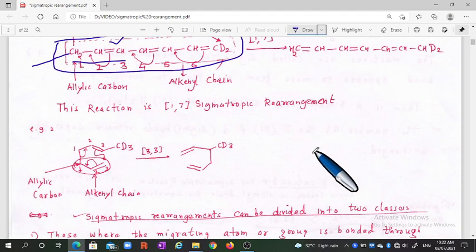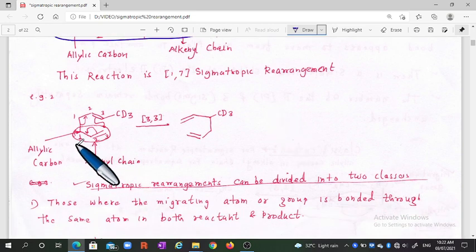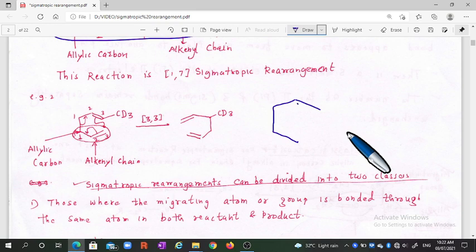Another type of reaction. In this type of reaction, we can write it here. Such a reaction is nothing but the Cope rearrangement. Such a reaction is there.